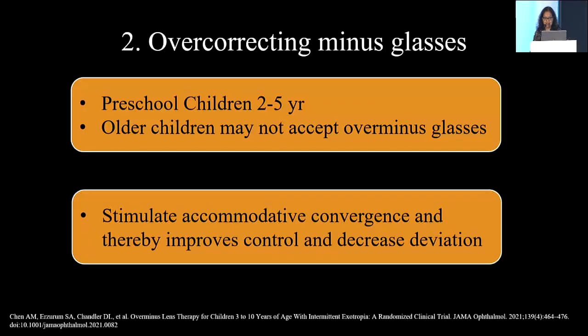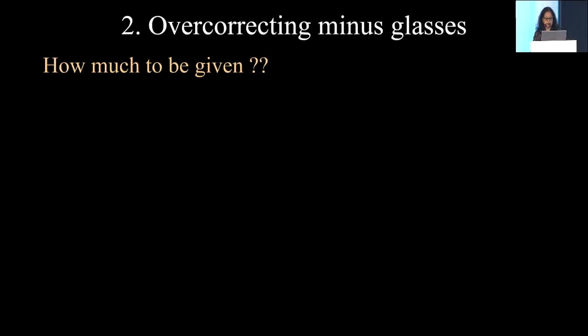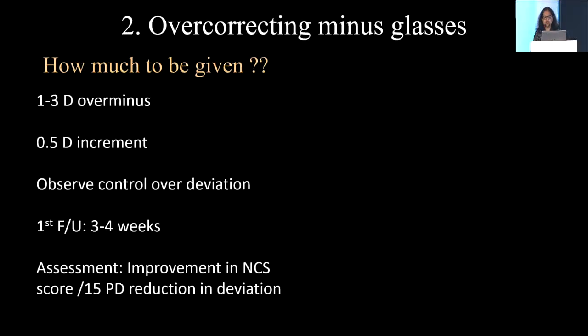Overcorrecting minus glasses had been fashionable a few years back. It is usually preferred in preschool children because older children may not accept the over-minus glasses. It works by stimulating accommodative convergence and thereby improves control. How much do we overcorrect? Anywhere up to 1 to 3 diopters in increments of 0.5. We observe the control over the deviation, and it is very important to call them for follow-up. The first follow-up should be in 3 to 4 weeks, and then thereafter in 3 months, and you assess the improvement in the NCS score.